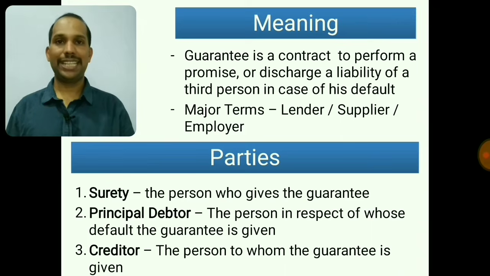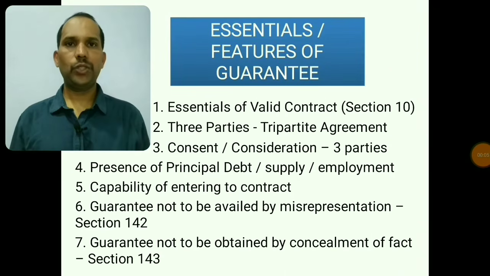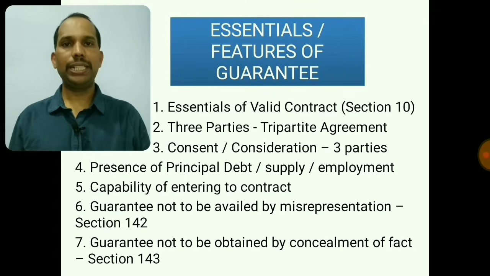Now let's try to understand the essentials of guarantee. Now try to understand the essentials or features of guarantee. There are 7 items I have brought in. The first one being essential of valid contract. The essentials of a valid contract under the Contract Act are discussed under section number 10. All the requirements mentioned in section number 10 of the Contract Act need to be fulfilled.